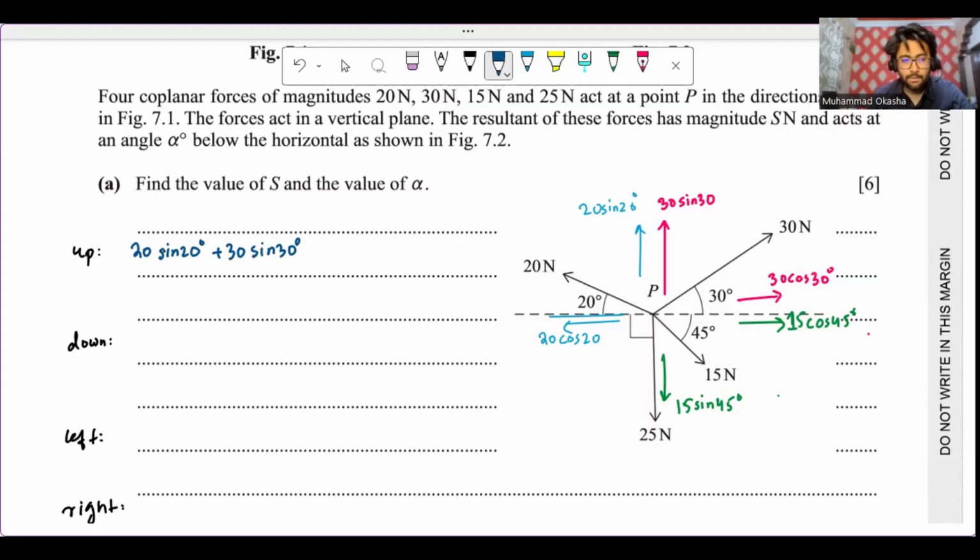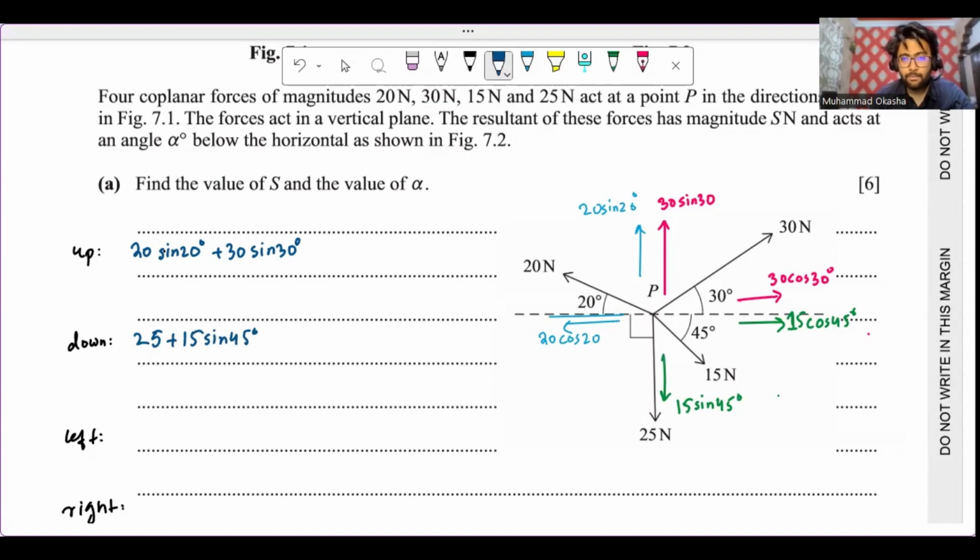Downward forces are 25 plus 15 sine 45 degrees.